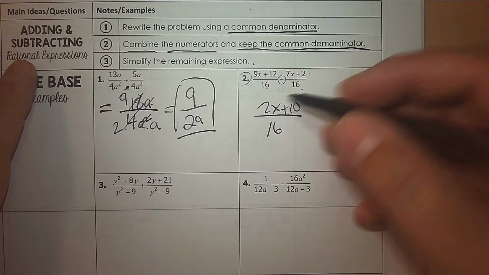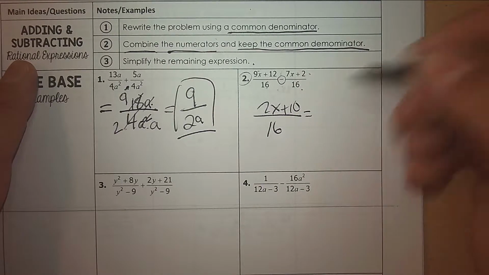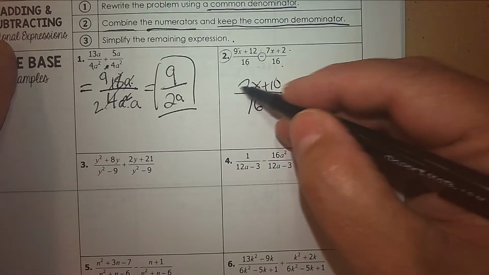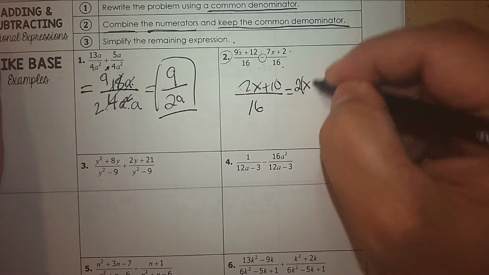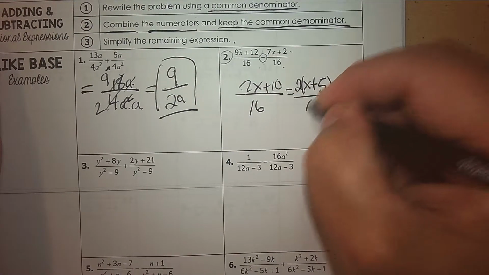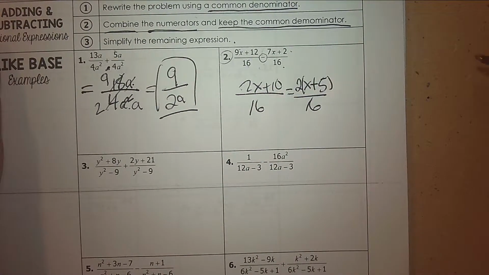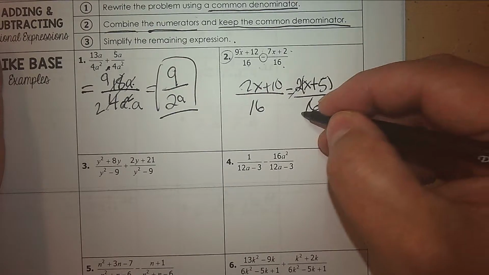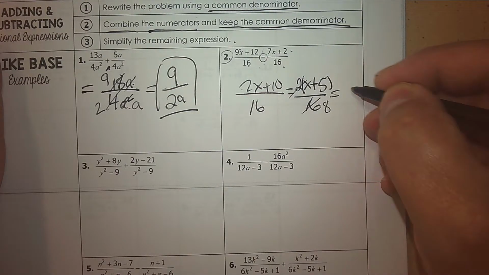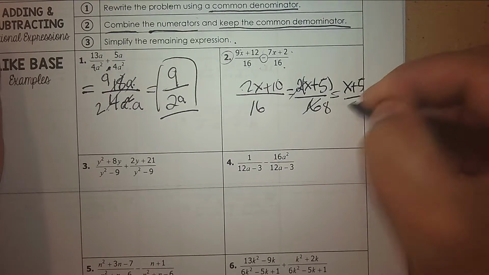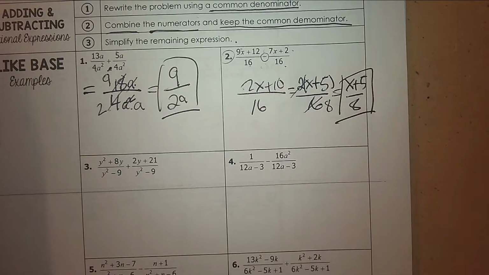Do you see something that is factorable? I'm going to do it that direction. So if I look at 2 and 10, what number goes into both evenly? So factor out 2. And then what do you notice is that 2 goes into 16 how many times? So our final answer is x plus 5 all over 8.